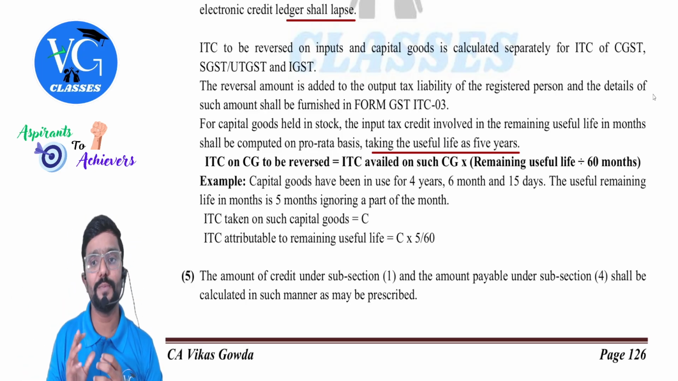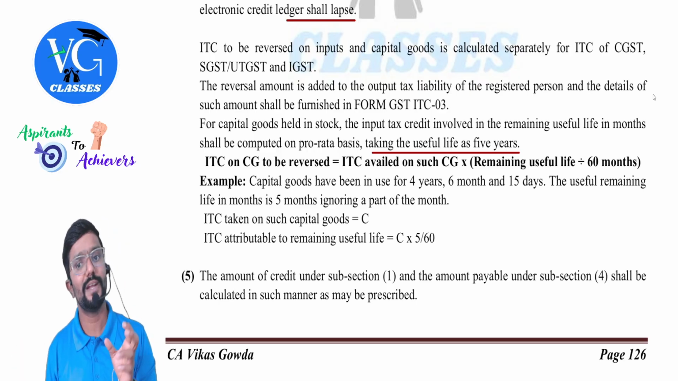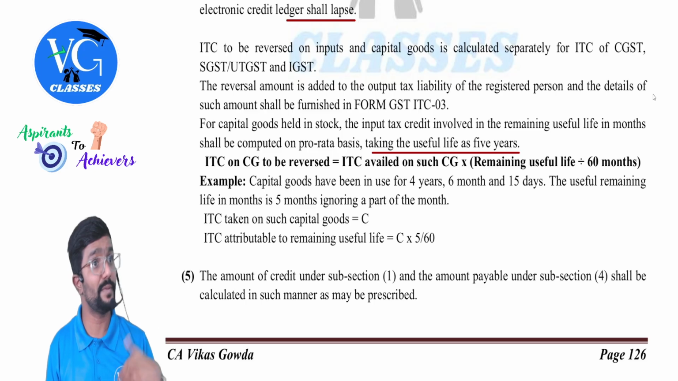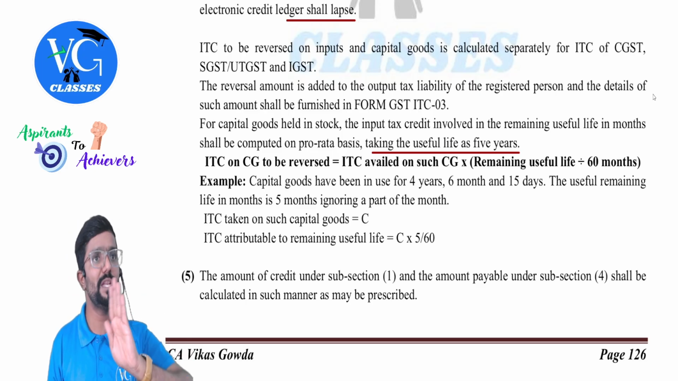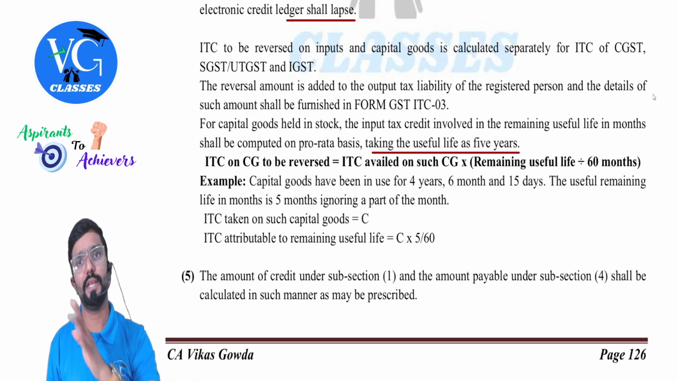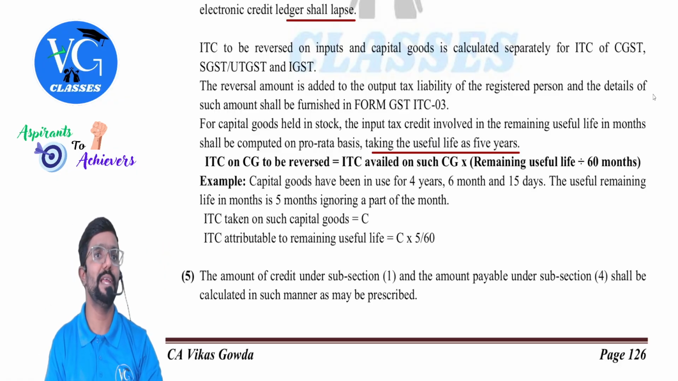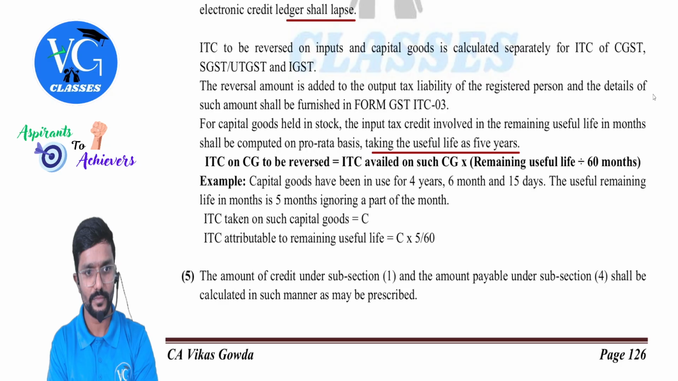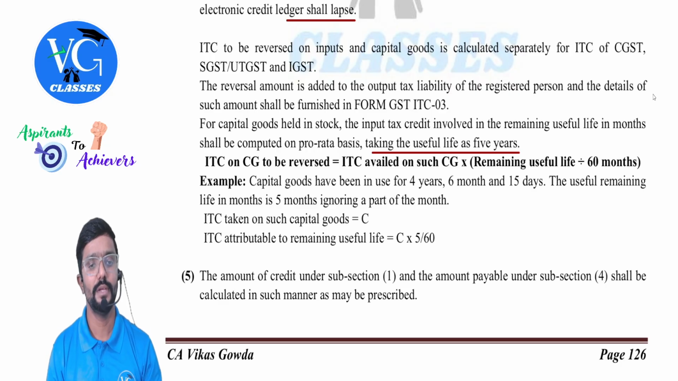Is that clear? And please be careful. 60 months is common, whereas remaining useful life changes from case to case. You see how many months it is already used? 60 minus that will be the remaining life, guys. Example I have given you.